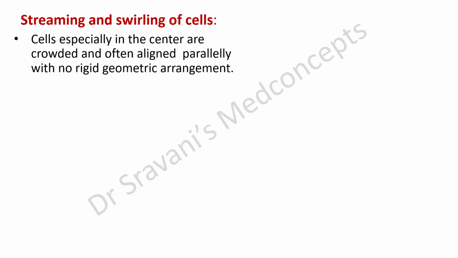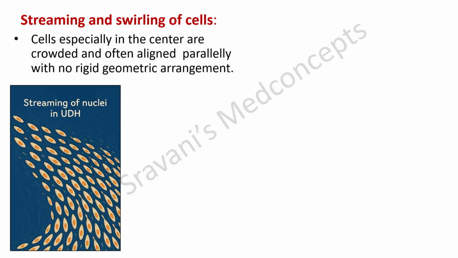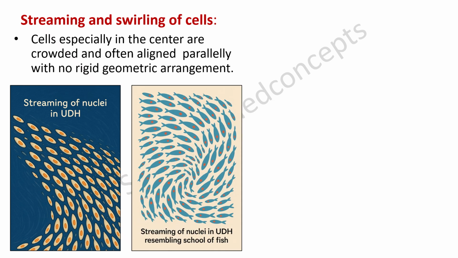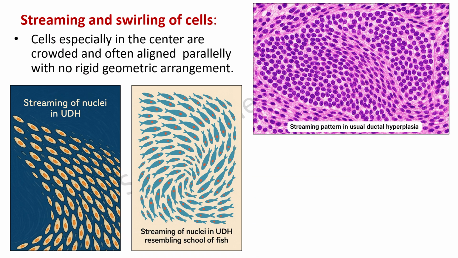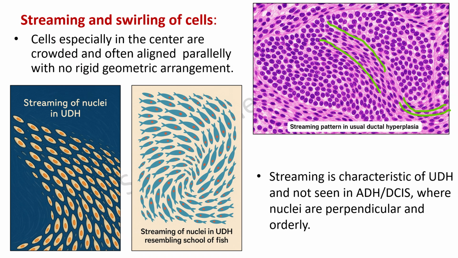Streaming and swirling of cells. What is it exactly? The cells, especially in the center, are crowded and often aligned parallelly with no rigid geometric arrangement. So here you are able to see how the streaming of nuclei will be there in UDH. They are parallelly oriented. This is another diagram showing streaming of nuclei in UDH, which resembles a school of fish. So in the center, as we can see here, there is a streaming pattern of the nuclei parallelly arranged with one another. So streaming is characteristic of UDH and not seen in ADH or DCIS, where nuclei are perpendicular and orderly arranged.